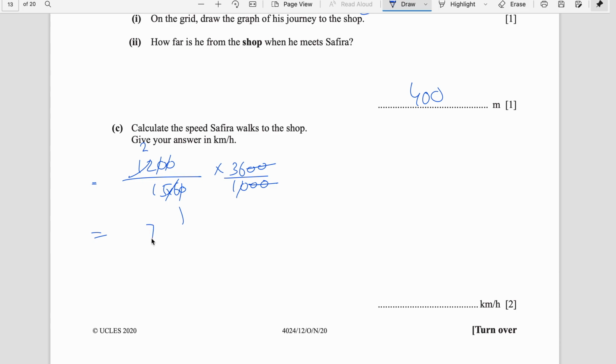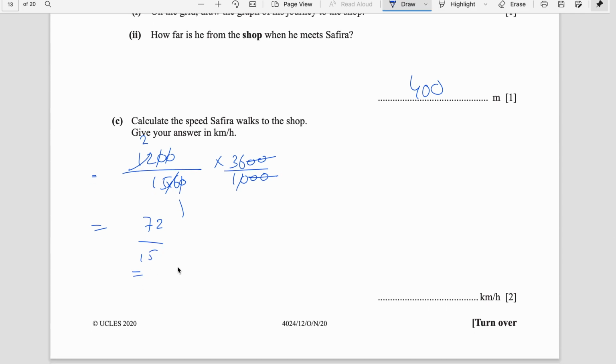36 into 2 is 72 by 15, and 3 into 24, 3 five times. So 24 by 5 is 48 by 10, which is 4.8 kilometers per hour.